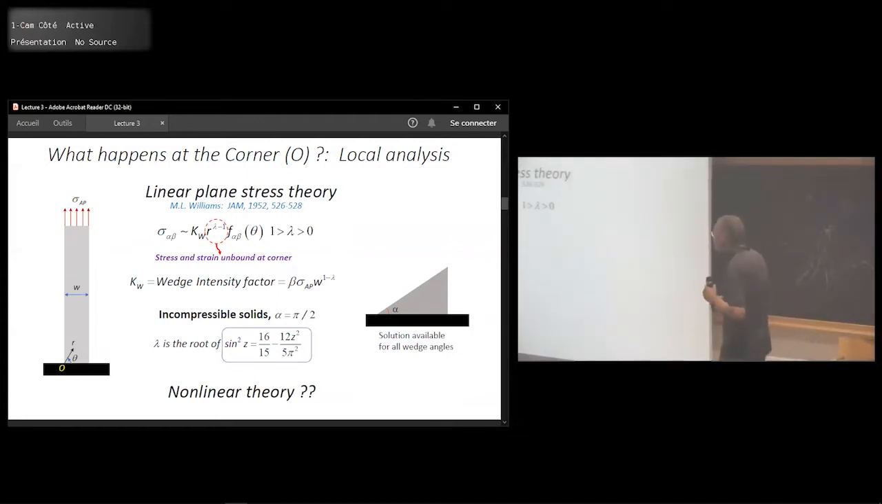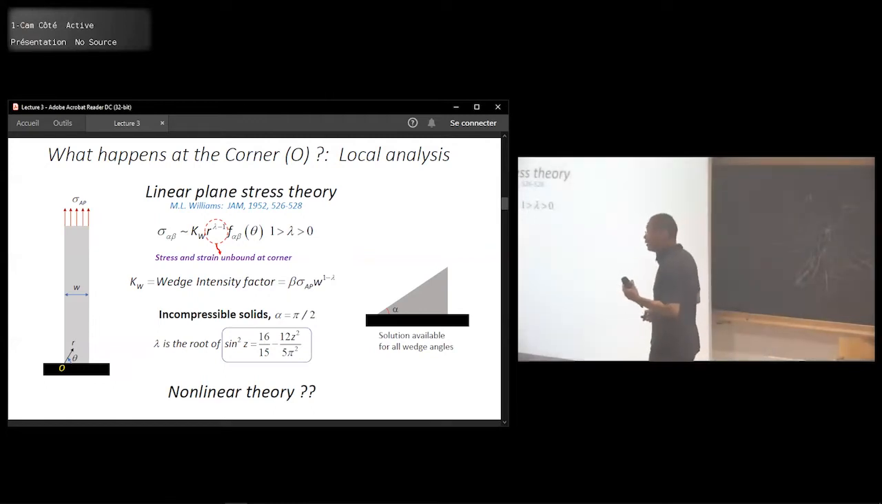If you use linear plane stress theory, the prediction is that the stress field and the strain field are singular at the corner. It has a power law singularity where lambda is a number between 0 and 1. So lambda minus 1 is going to be negative, which means this is r to some negative power. As r goes to 0, the stress is going to blow up. That's what the linear theory will predict.